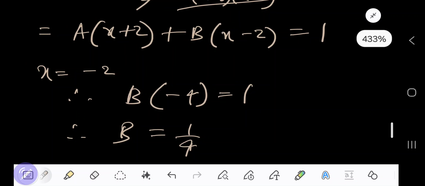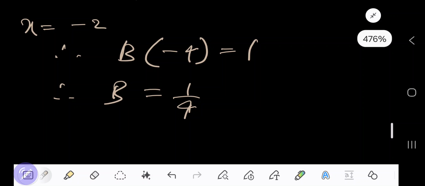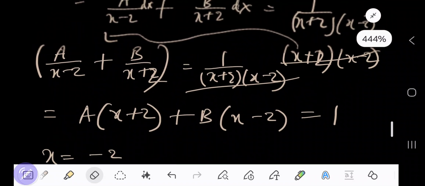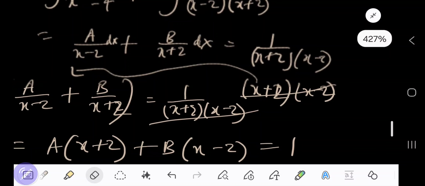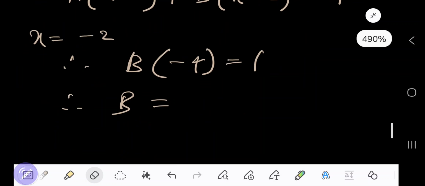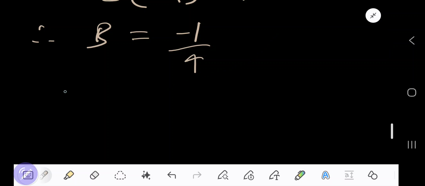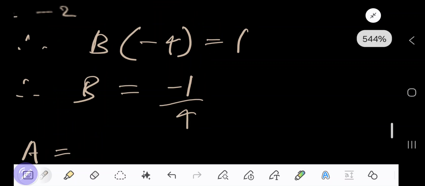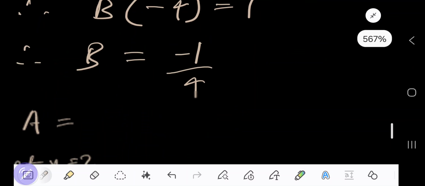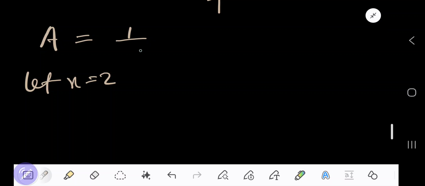No, wait, hold on. So b, sorry, b would be equal to negative 1 by 4, not positive. So we have the b value, and for a, if you do the same thing, you have to let x equal 2, because the b term will become 0, and a you will get as 1 by 4.